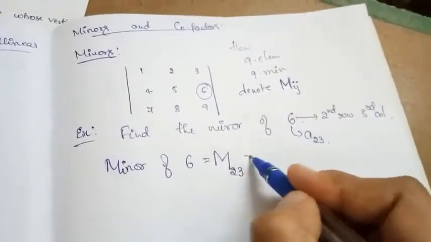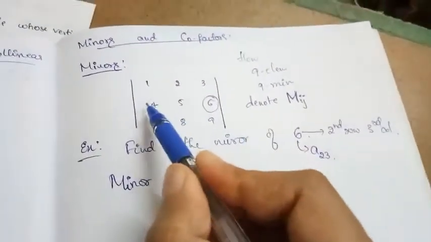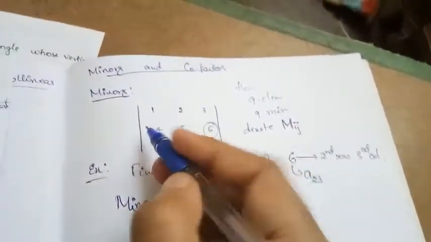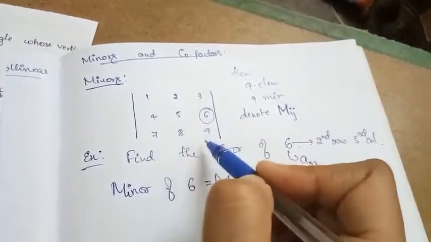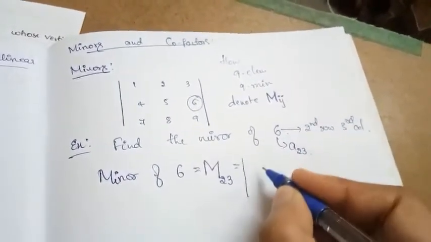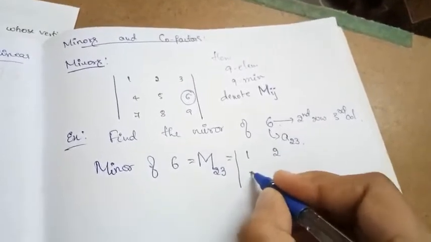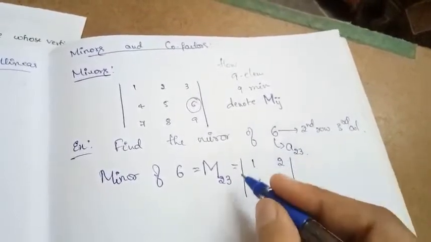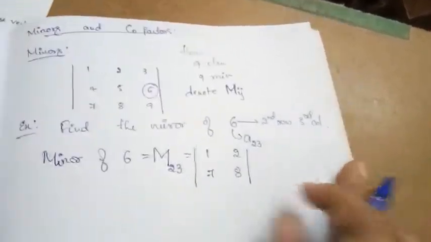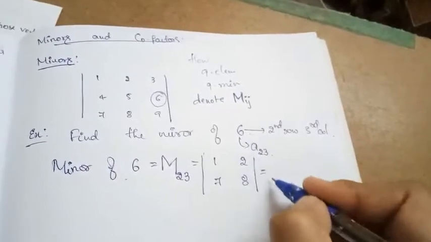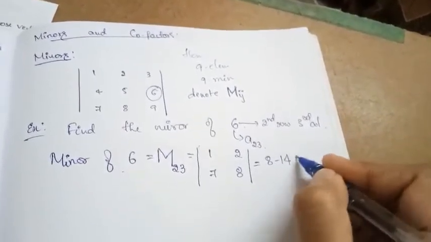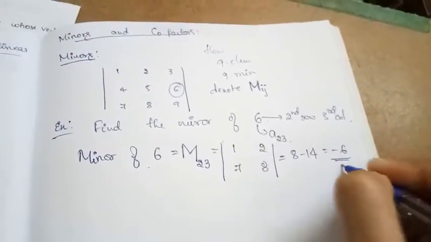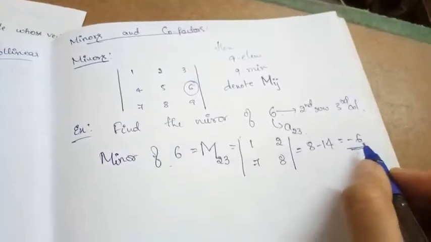After that, how we find it is by deleting the row where the 6 is lying and the column where the 6 is lying. After deleting the row containing 6 and the column containing 6, what are the elements remaining? That is 1, 2, 7, 8. We take the determinant value of this, and that is the minor of 6. So what is the determinant? 8 minus 14. 7 twos are 14. So 8 minus 14 is minus 6. So this is the minor value of 6.